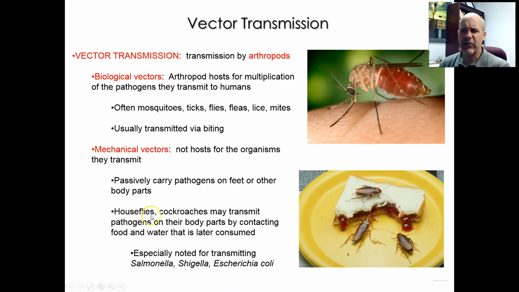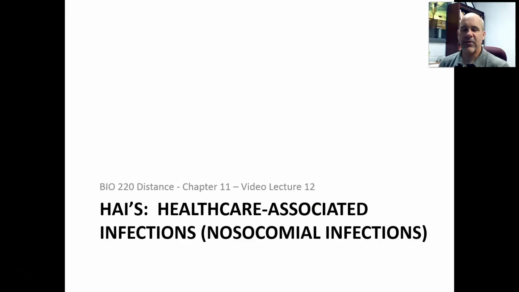This is known to occur. Houseflies and cockroaches are notorious for this, and they're known for transmitting Salmonella and Escherichia coli. Some strains of that are nasty. Most E. coli is friendly, but there are nasty strains. And then Shigella is a relative of Escherichia coli that causes a nasty intestinal illness.